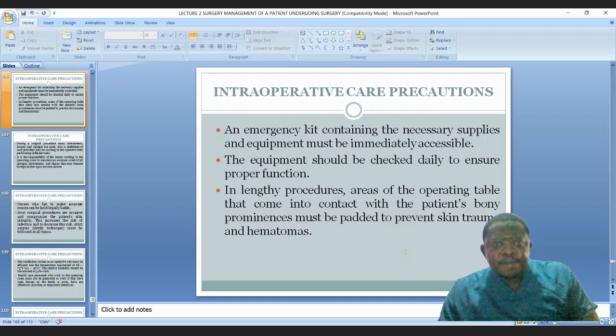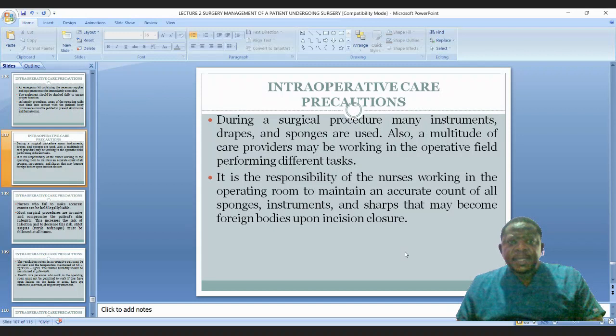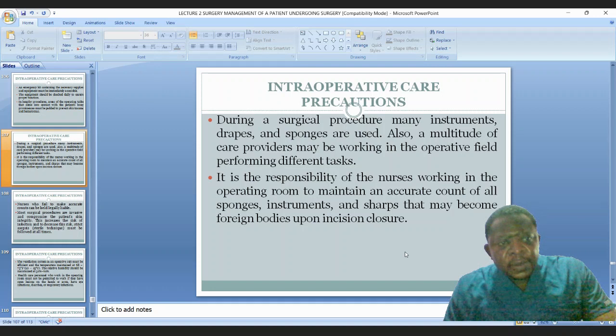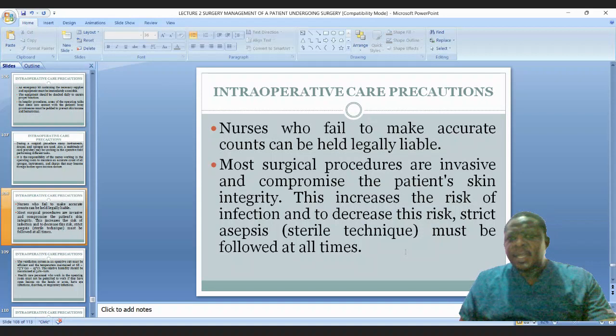Okay, so during a surgical procedure, many instruments, drapes, and sponges are used. Also, a multitude of care providers may be working in the operating field, performing different tasks. So it is the responsibility of the nurse working in the operating room to maintain an accurate count of all sponges, instruments, and sharps that may become foreign bodies upon incision and closure. If the nurse fails to make accurate counts of these sponges and the like, then they can be held legally accountable, or held liable for such a mistake.